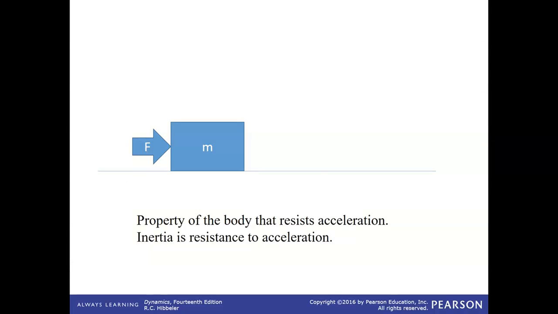Now, what is inertia in general? Consider this example where there is a block of mass m which is subjected to force F. When the force is applied to the block, it will have the tendency to accelerate, as per Newton's second law of motion, F is equal to ma. There is a property of the body which resists this acceleration, and this property is called inertia. So inertia is resistance to acceleration for this linear system.